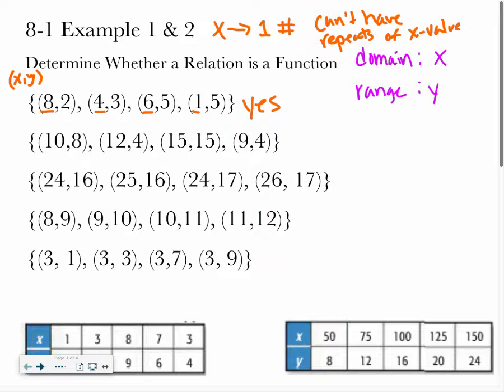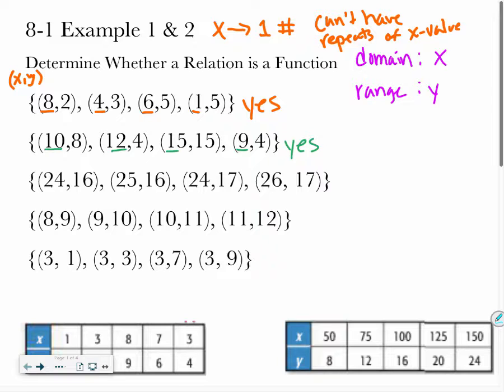Then I go down to the next one. I have 10, 12, 15, and 9. I don't even have to worry about the y values at this point because I need to just make sure my x values don't repeat. None of those numbers are the same for x values, so I say yes, that is a function.